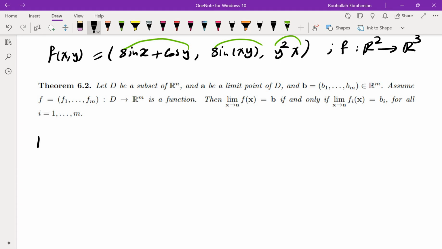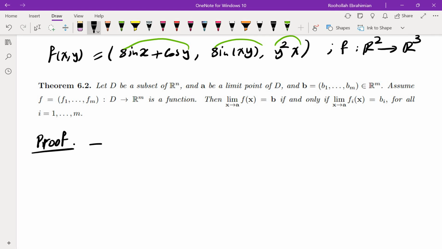Okay, so here is the first theorem. This theorem allows us to find the limit of a function knowing the limits of those coordinate functions. Let D be a subset of R^n, A be a limit point of D, and B be a point in R^m. Assume f equals (f1, ..., fm) is a function. If the limit of f(x) is b, then the limit of fi(x) is bi, and vice versa. So in other words, if you want to find the limit of f, find the limit of the coordinates, and if you know the limit of f, you can find the limit of those coordinates.